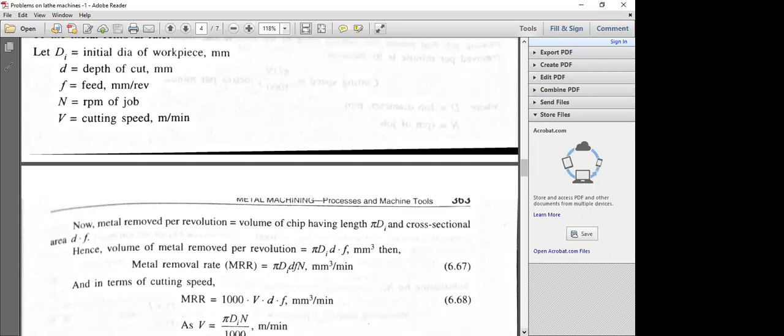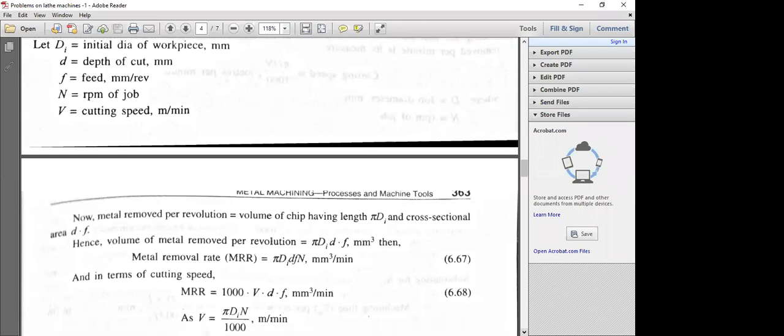So what is the metal removal rate? It is defined in terms of the volume of metal removed per revolution, into the product of N. So MRR is equal to pi Di into D into F into N. Whenever you add that capital N, revolutions per minute, it will be mm cube per minute. So metal removal rate is expressed in mm cube per minute.